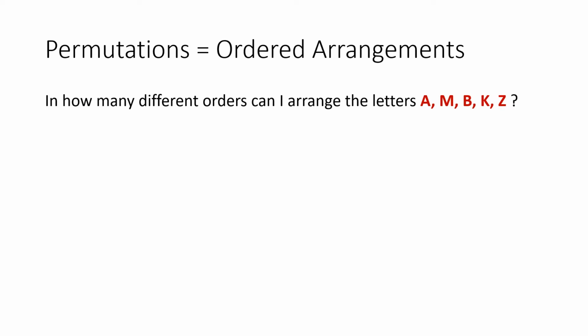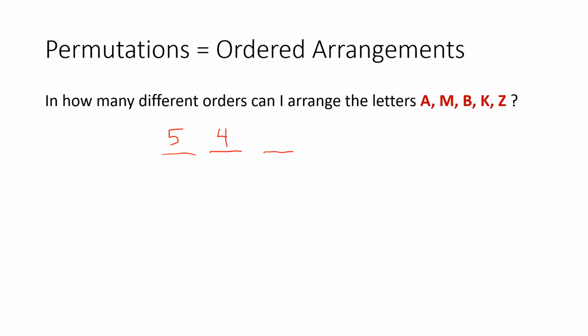Permutations are ordered arrangements of things. So if I want to know in how many different orders I can arrange the letters A, M, B, K, and Z, I'm really asking how many permutations there are of these letters. Now when I'm trying to answer this question, I'm going to use the multiplication principle. I'm going to start by choosing one letter, and for the first letter, there are going to be 5 choices. The next experiment, if you will, would be to choose the second letter. One of the letters will have already been chosen, so there'll be 4 choices left for the next letter.